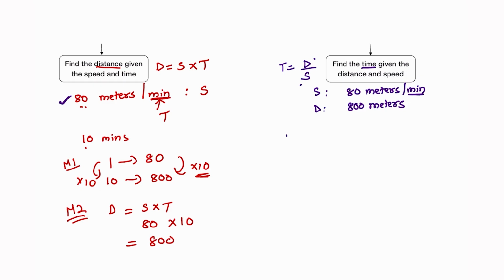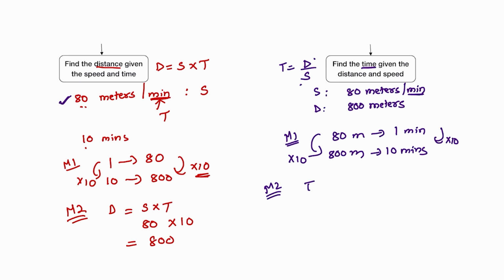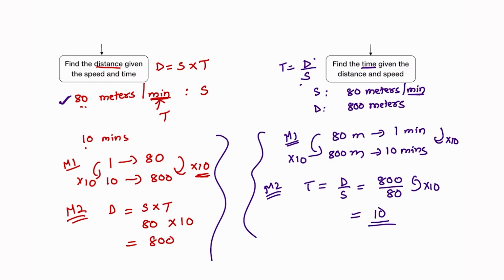What's the time? So method 1, 80 meters in 1 minute. So we have 800 meters. How is this related? Times 10. Then you do the same thing, times 10. So you're going to take 10 minutes. Method 2. Formula T equals D upon S. Your D is 800 and S is 80. So that's again 10, right? Because this is times 10. Done. So that's it. Do you see? It's the same thing again. So it doesn't matter, two methods. Don't worry. They are done exactly the same way.